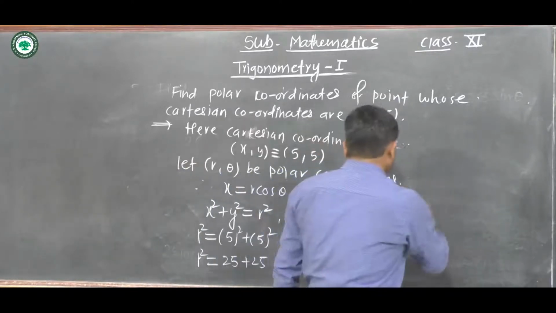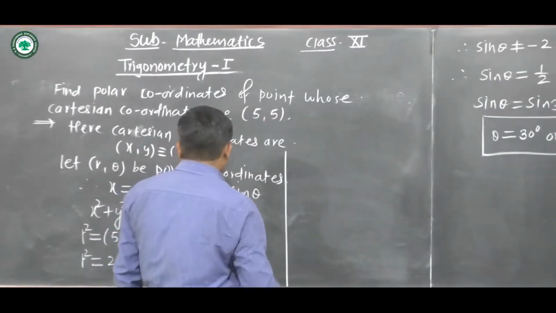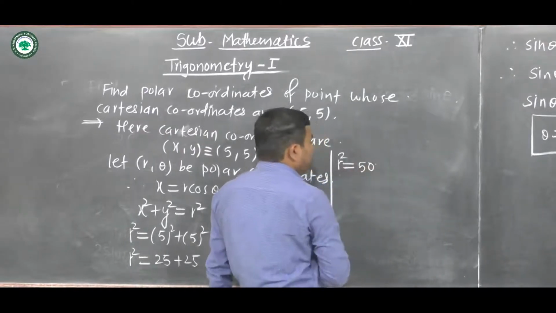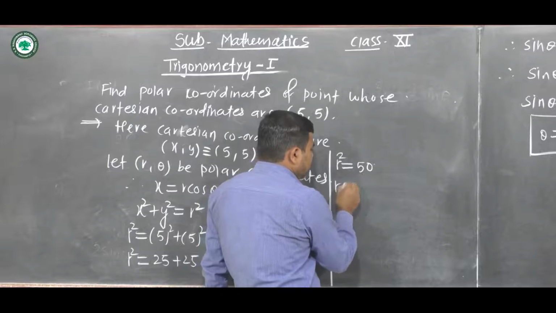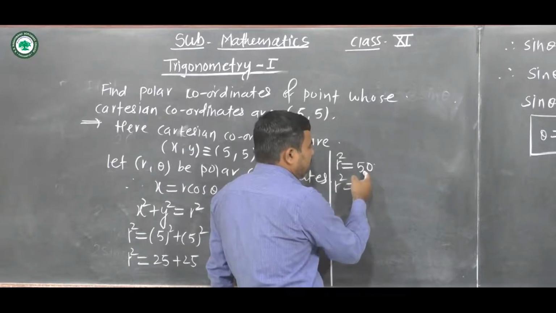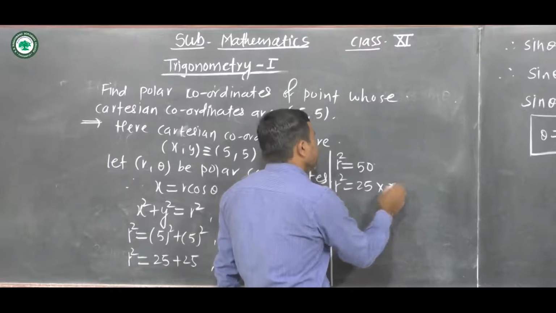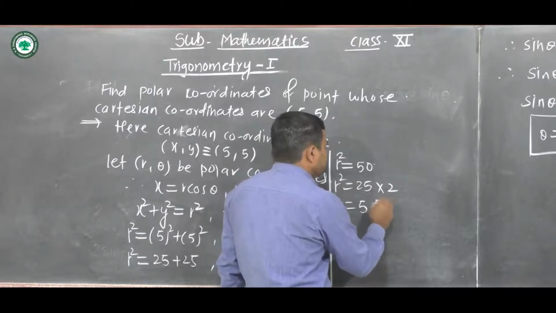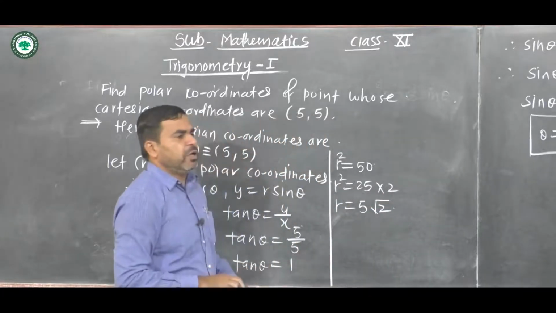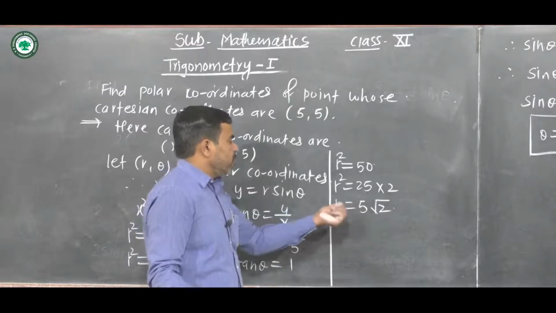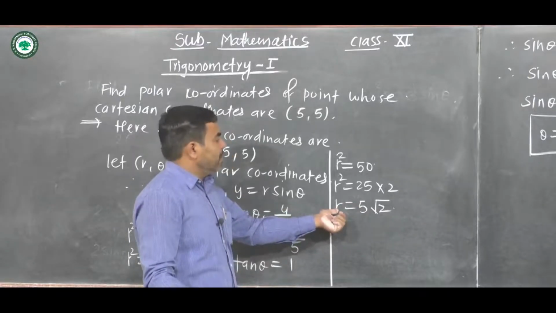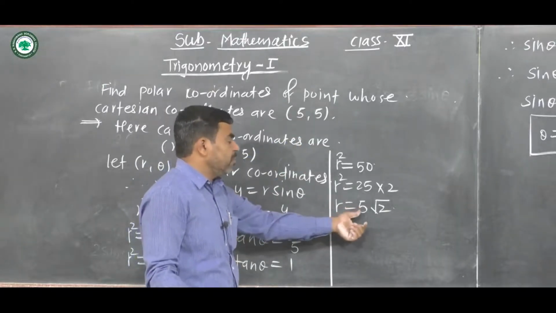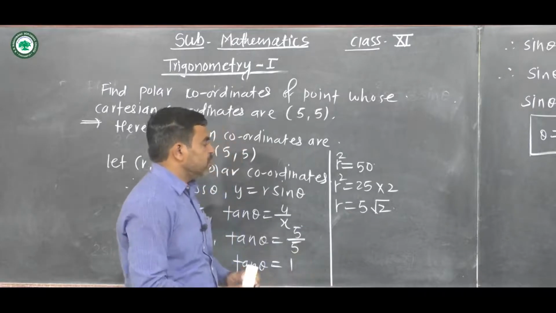So r square is equal to 25 plus 25, 50. It means r square is equal to 50, which we can write as 25 into 2. So r is equal to square root of 25, which is 5, and square root of 2. So r is equal to 5 square root 2. We take the positive square root because r is nothing but the distance of the point 5 comma 5 from the origin, so it is always positive. So r is equal to 5 square root 2.